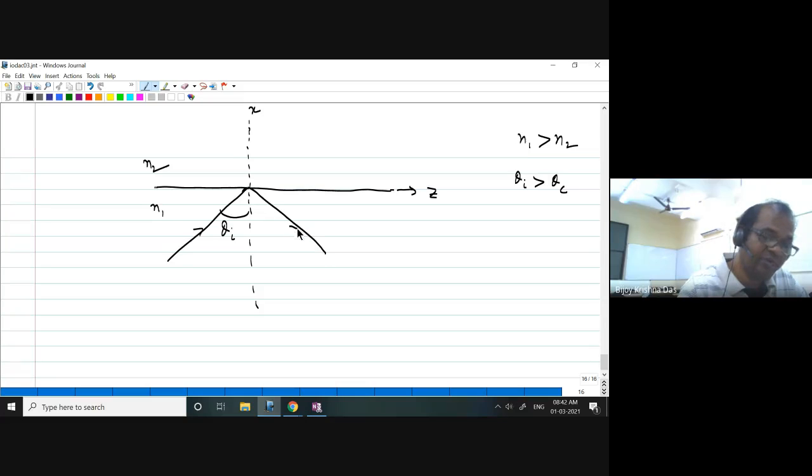I know that everything will be reflected back. So that will be your theta r, and when it is reflection, it should also follow the reflection law. That means theta I equal to theta r, and theta I should be greater than or equal to theta c. So total internal reflection is taking place. I write here TIR.